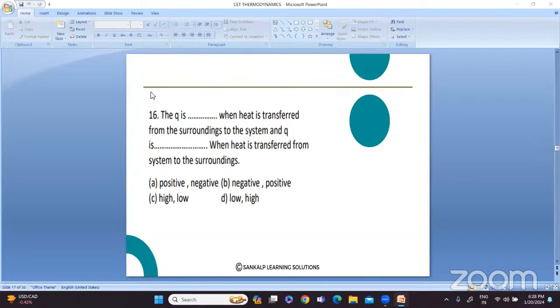I think we have solved some 15 questions in the previous class, so we'll start with this. Q is dash when heat is transferred from the surroundings to the system, and Q is dash when heat is transferred from system to the surroundings. A is positive, negative; B negative, positive; C high, low; and D low and high.